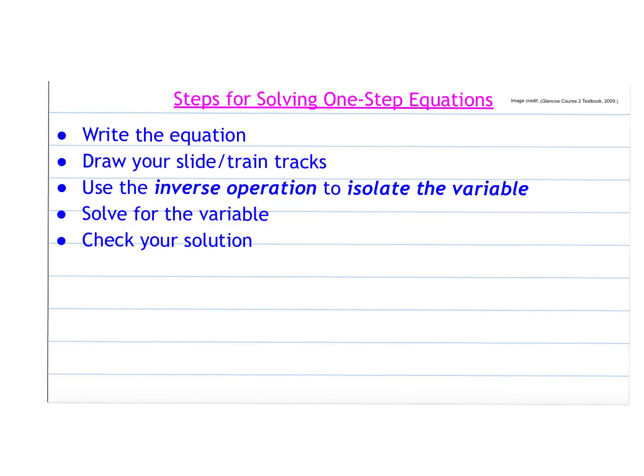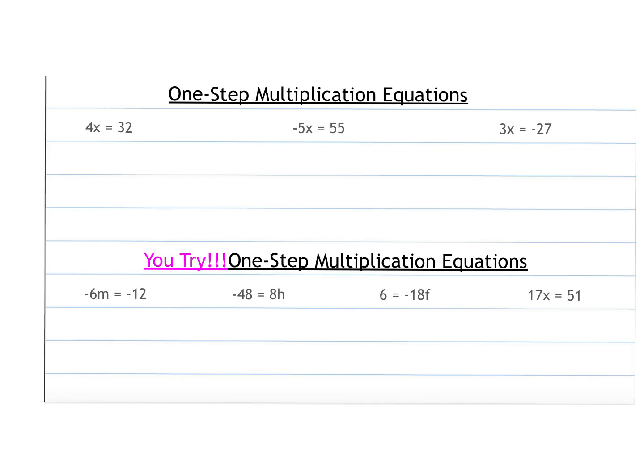The steps for solving a one-step multiplication equation are pretty much the exact same. So if you still have it written in your notebook or in your notes, you could go back and find it and maybe give it another circle or another star just so that you know you have it. If you don't have it written down, then I would say for sure to pause and write these steps down. But write the equation, draw your train tracks, use the inverse operation, solve, and check. All right, let's do some problems together.